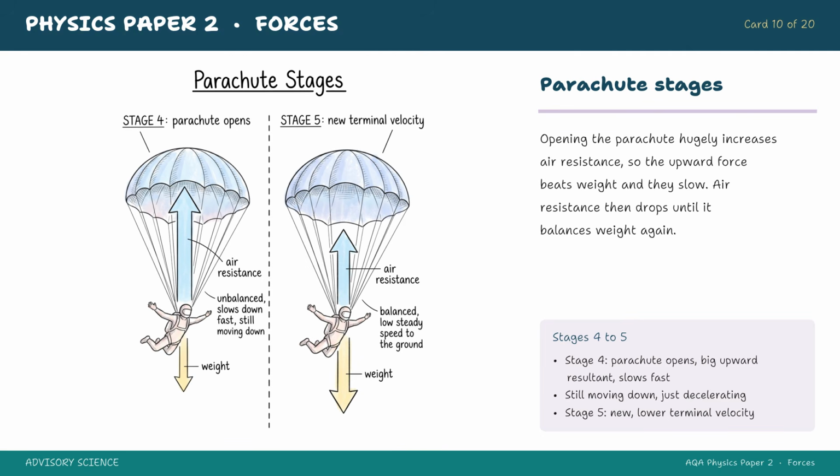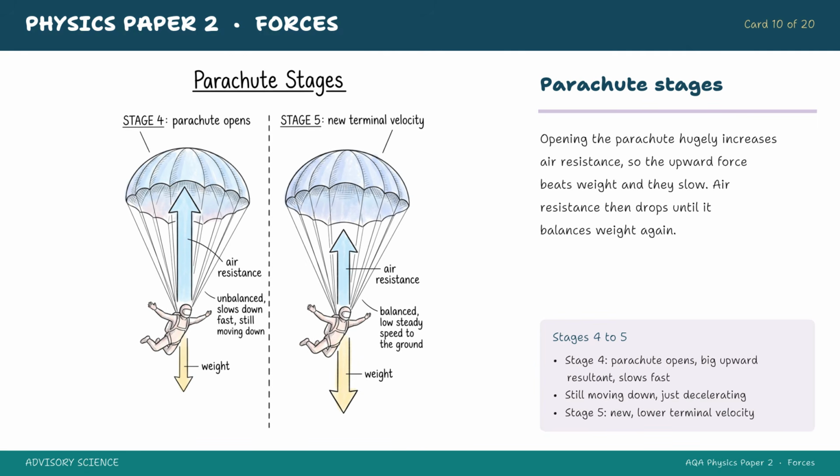Stage 5 is that new safe speed. As the skydiver slows down, the wind doesn't hit them as hard, so the upward air resistance drops until it matches the downward gravity force for a second time. The forces are again completely balanced, and this is a new lower terminal velocity. Because the forces are balanced, the skydiver stops slowing down. They cruise at a new, much lower safe constant speed all the way to the ground.